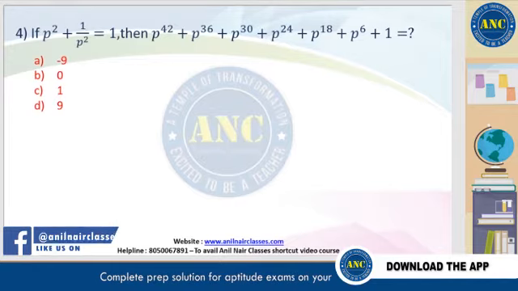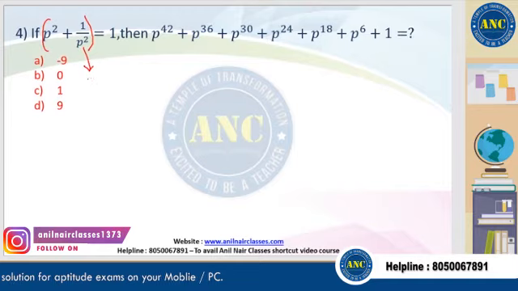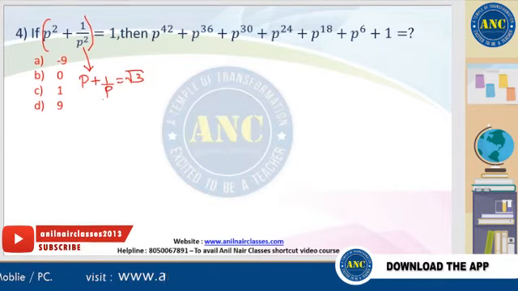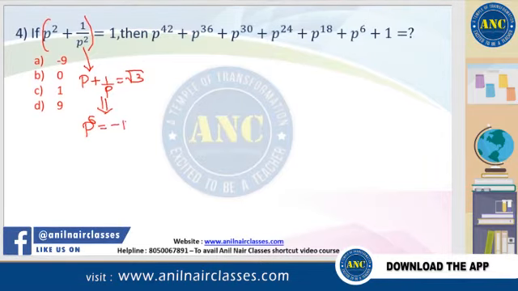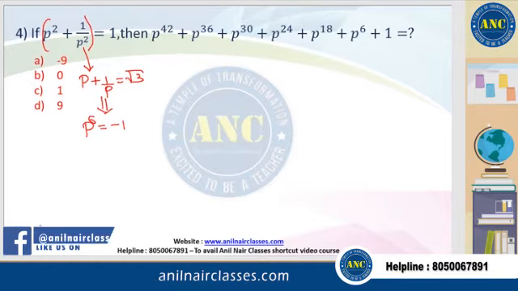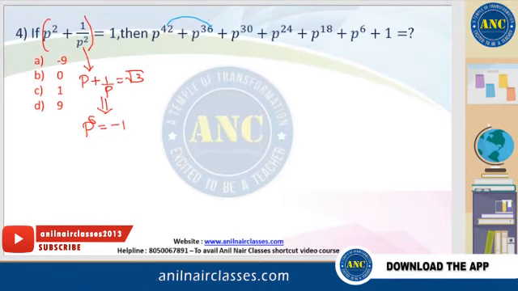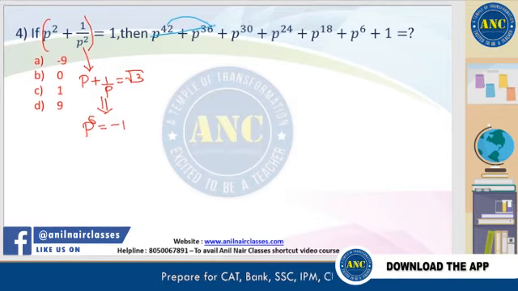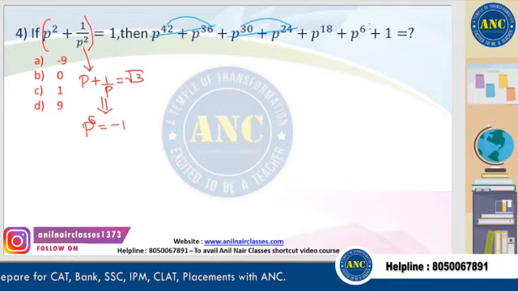See the fourth question. P square plus 1 by p square equal to 1. From this I can say that it is p plus 1 by p equal to root 3. From this also I can say that p power 6 will be equal to minus 1. These things I can conclude as of now. Now looking into the question itself, directly I can say that p power 42 plus p power 36, the difference between the powers is 6. The value is directly 0. 30 and 24, the value is 0. 18 and 6, it is not 0.